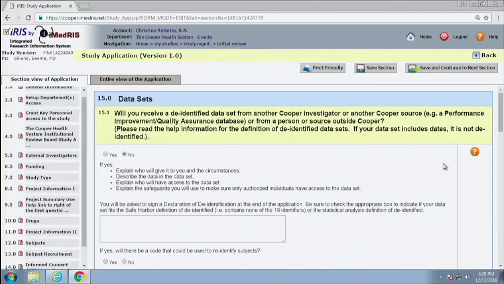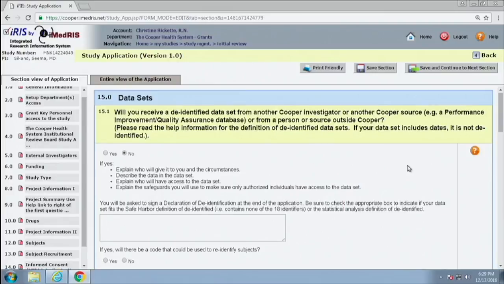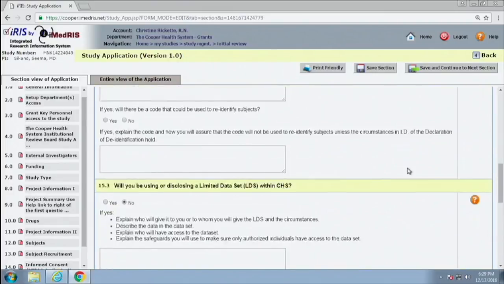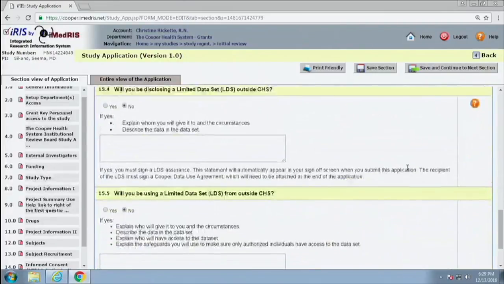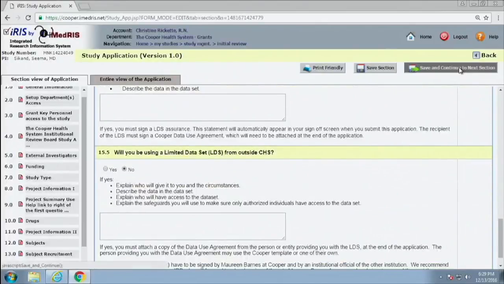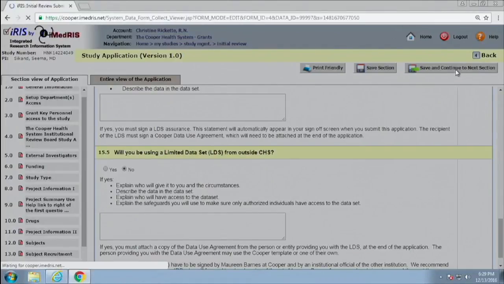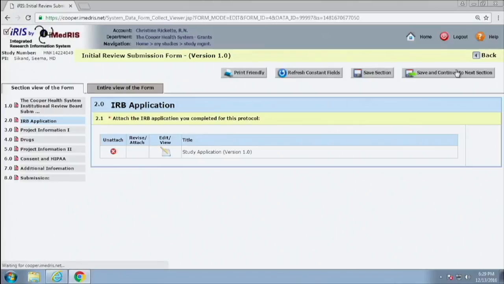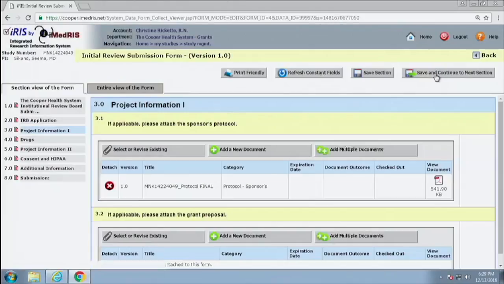Data sets, I've never checked yes on any of these, so I really can't elaborate on data sets. Normally I just click no, no, no, no, no, and save and continue. There's our application. It's all done. Woo-hoo. Save and continue. Now this is where we're going to put our attachments.